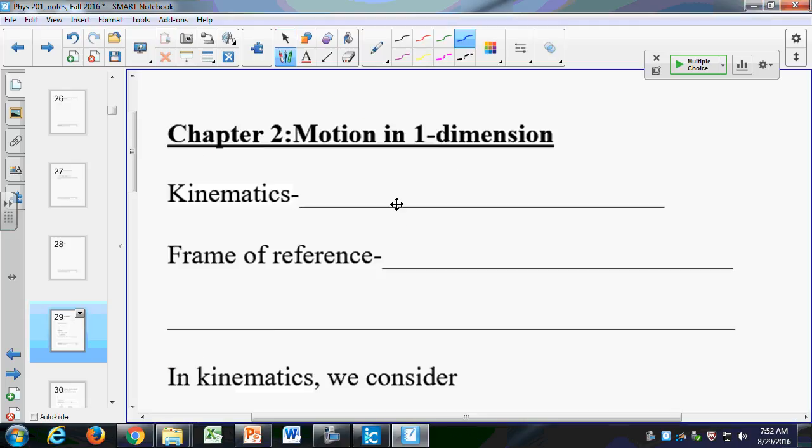Okay, kinematics. We're just going to do one-dimensional kinematics. I wouldn't say this is easy, but it's a little more straightforward than when we get into two-dimensional kinematics, which will be in the next chapter. Kinematics describes motion.